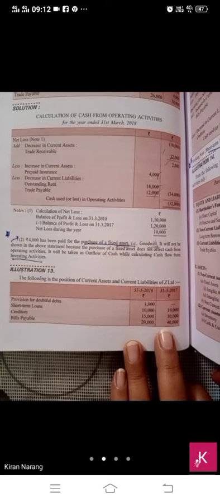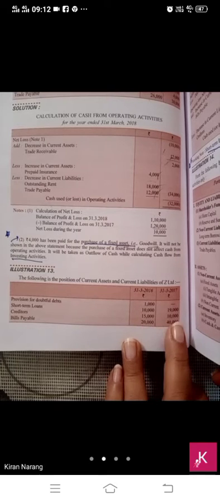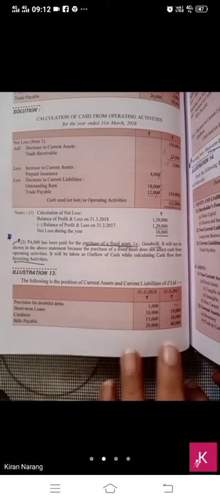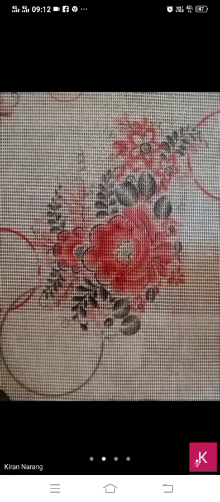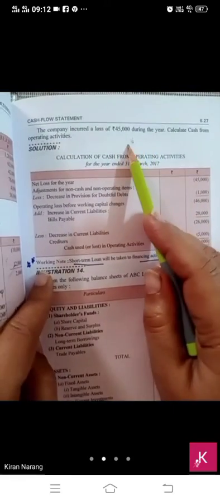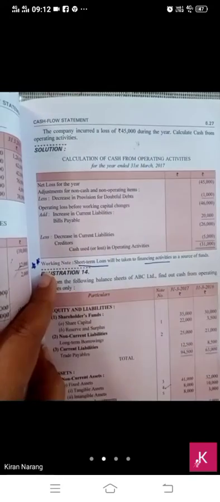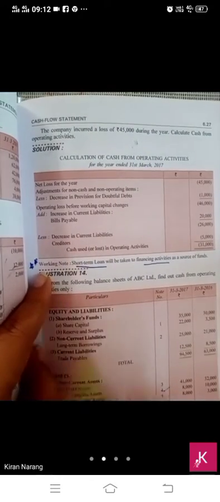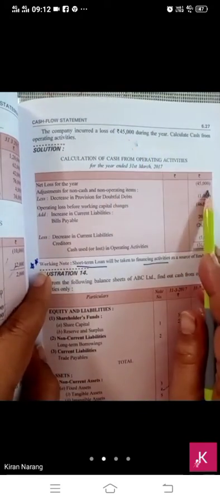Any doubt? Creditors are there, 15 to 10. They are decreasing, it will be subtracted. In which item will we add and subtract? At the end of the question, the company incurred a loss of 45,000. So only the loss of 45,000 we will show here.